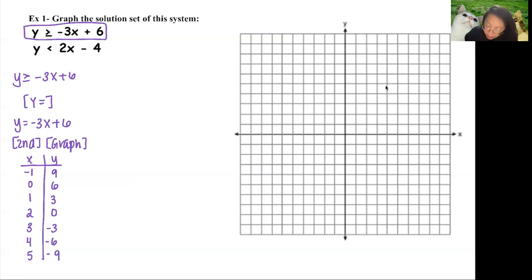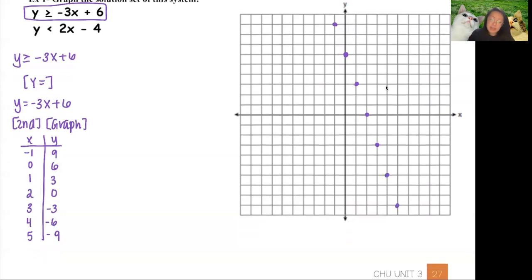So go ahead and plot these points. Negative 1 gives us 9. 0 is at 6. 1 is at 3. 2 is at 0. 3 is at negative 3. 4 is at negative 6. And 5 is at negative 9. Now, the next thing we have to ask ourselves is this symbol that we have. Am I going to have a dashed line or a solid line? If you forget, go and refer to your chart, okay? But it has the or equal to, so this is going to be a solid line. Connect your dots with a solid line.